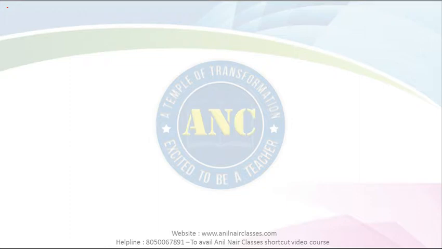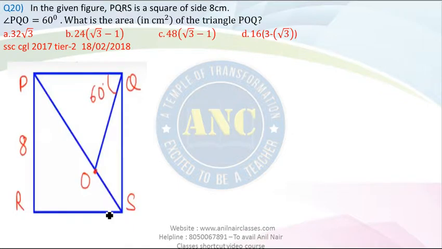Now please see the next question, sir. Again a very beautiful question. Let us solve these questions in the easiest way possible. Your question is, in the given figure below, PQRS is a square of side 8 centimeter. The given figure says that PQRS is a square and the side of the square is 8 centimeter.